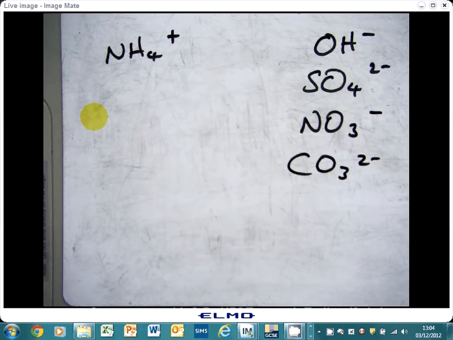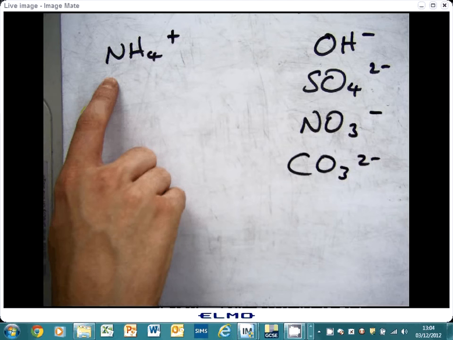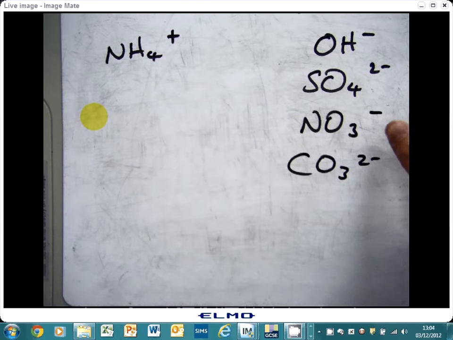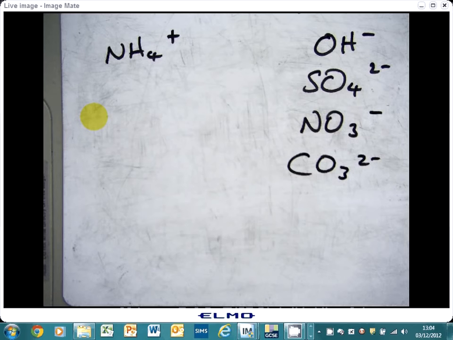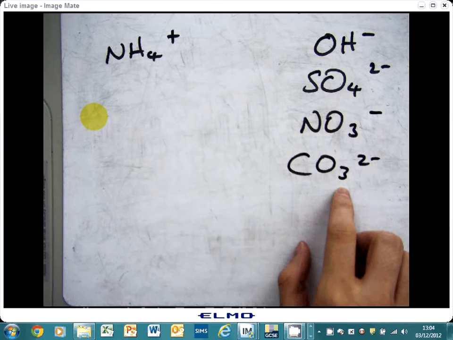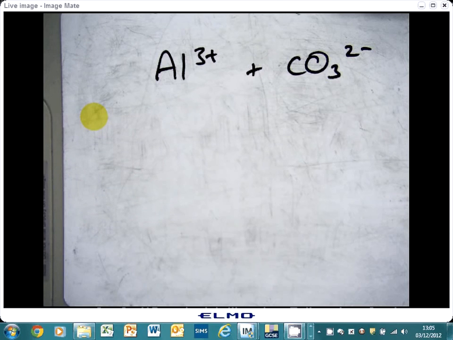The only other thing you need to know for this is when you've got compound ions. A compound ion is exactly what it sounds like, an ion that's part of a compound. So for example, NH4+, OH-, SO4 2-, NO3-, and CO3 2-. To work out the formula, you do exactly the same, but you have to be careful with the little numbers at the bottom here. So for example, if I wanted to react aluminium with a charge of 3 plus and a carbonate ion with the charge of CO3 2- together, I'd do exactly the same as I normally would.